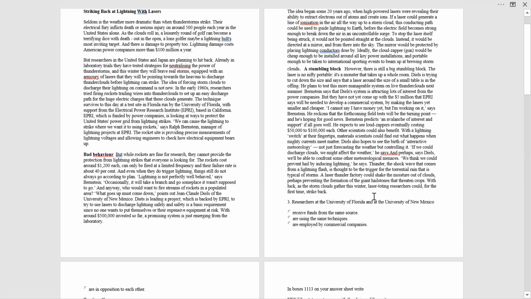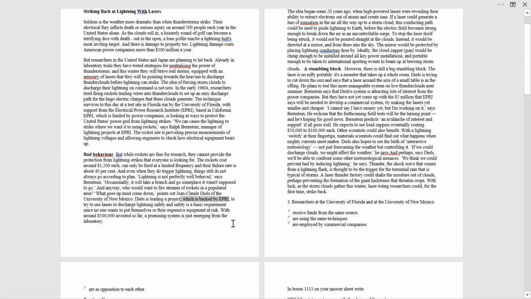And here we are looking for the other keynote. I'm not getting it here. I just kept on reading because this is how the strategy works. Okay, now here I got University of New Mexico. So what are they talking about? I maybe need to go one sentence up. It says what goes up must come down, and points out Jean-Claude Diels of the University of New Mexico is leading a project which is backed by EPRI. Right? So it is also backed by EPRI. So that means researchers at the University of Florida and at the University of New Mexico are receiving funds from the same source, which is EPRI, right?